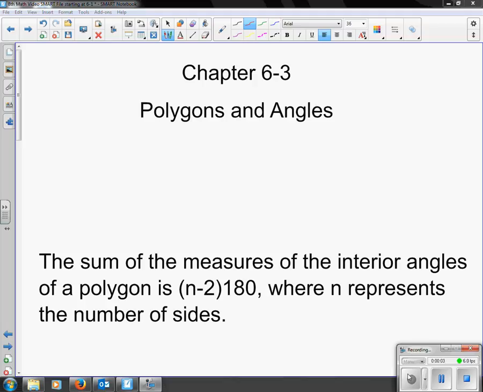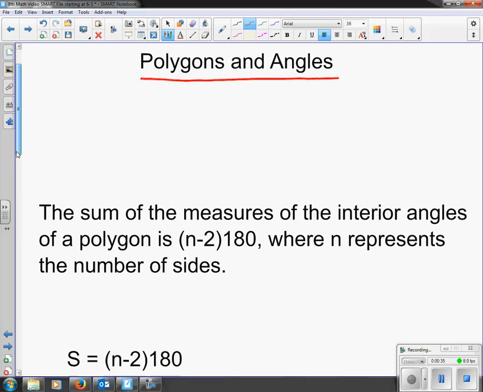Okay, in this video, we're looking at chapter 6, section 3. We do not have a video for section 2, so don't worry, you're not missing it. We're looking at polygons and angles. So you have the heading, and then you underline and write chapter 6, section 3, and then underline and write polygons and angles. Some of this is going to be a review, but some of this will be new.